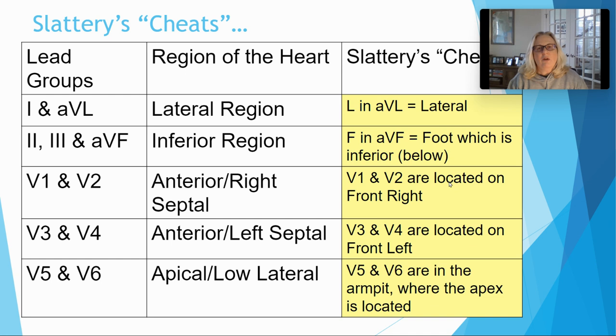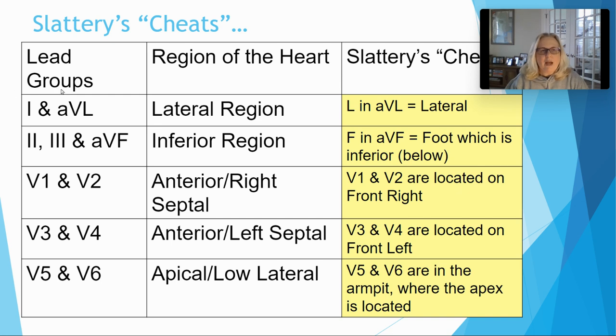So 1 and AVL are lateral regions. The L in AVL stands for lateral, or also left arm. Way easy to remember. And if you just remember that those two go together, that's an easy way to remember. Also, 2, 3 and AVF. The F in AVF is foot, which is our inferior, or below. And if you remember that 2 and 3 also land at the foot, that's inferior, or below, because our feet are below our body. Okay. V1 and 2 are located on the front right, and 3 and 4 are located on the left front. And then V5 and 6 are literally in the armpit, like I said, where the apex is located. So these are your ways to remember them and how they get grouped together.